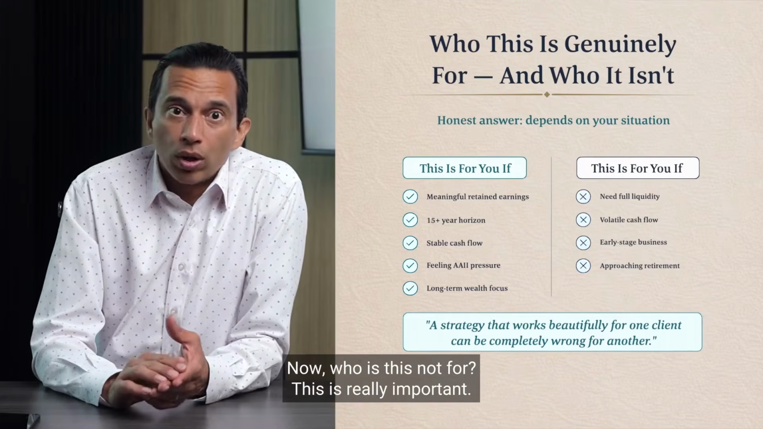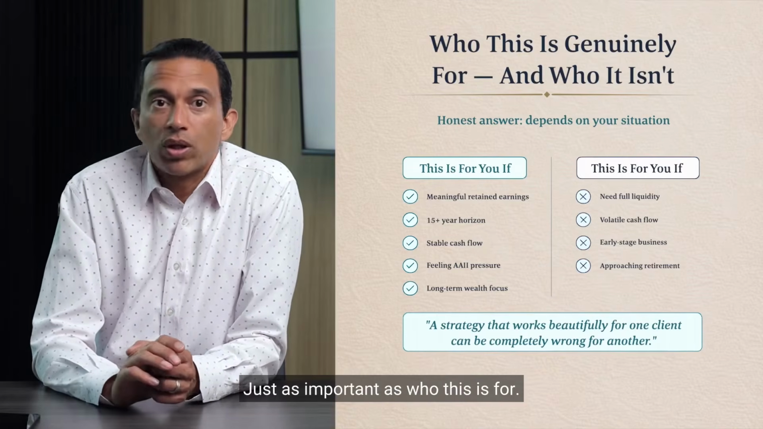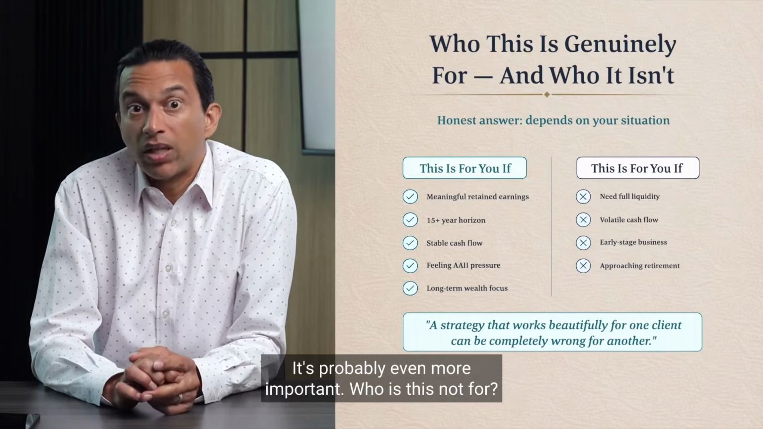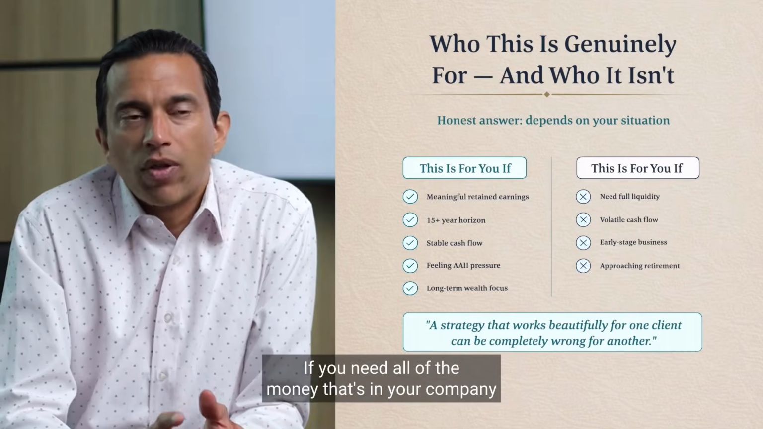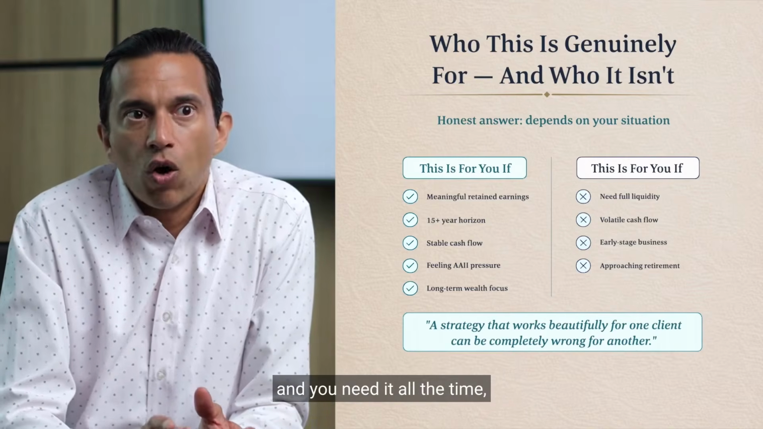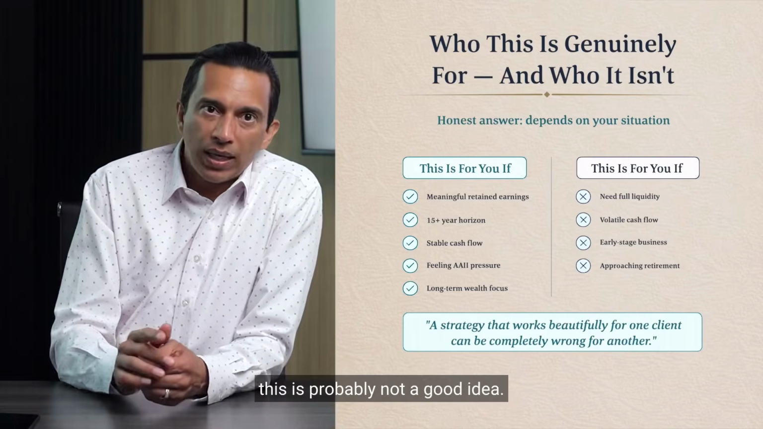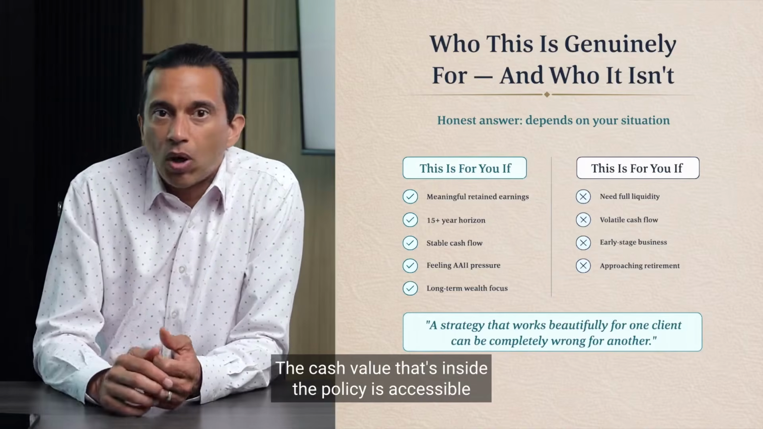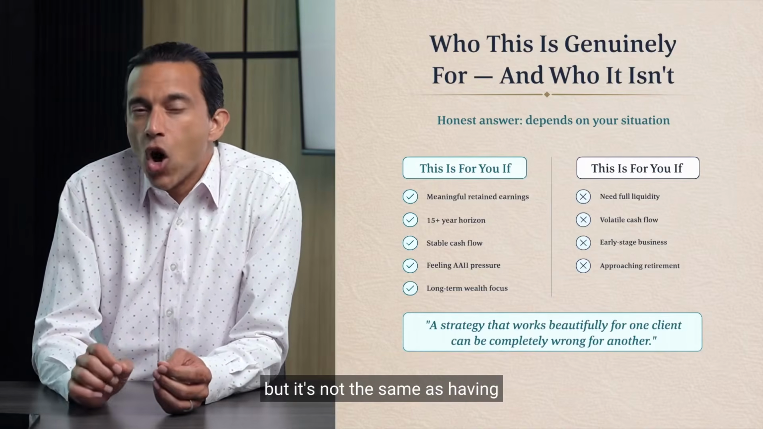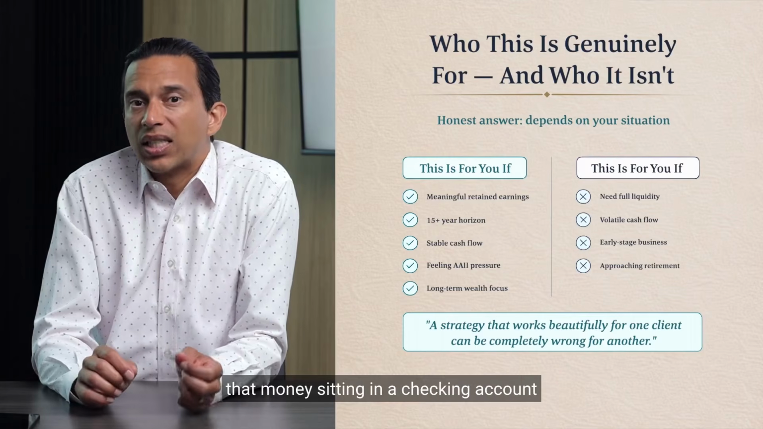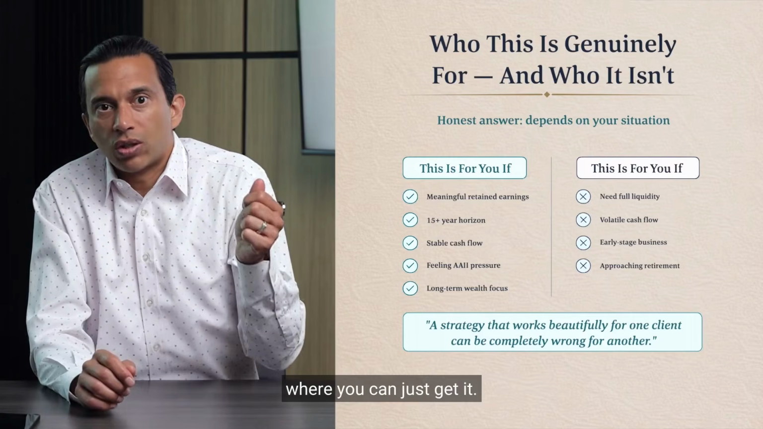Now, who is this not for? This is really important. Just as important as who this is for, it's probably even more important who this is not for. If you need all of the money that's in your company and you need it all the time, this is probably not a good idea. The cash value that's inside the policy is accessible through the policy loans or through collateral lending, but it's not the same as having that money sitting in a checking account where you can just get it.